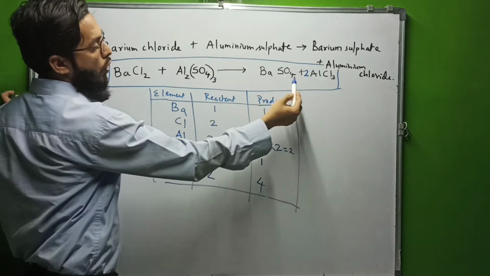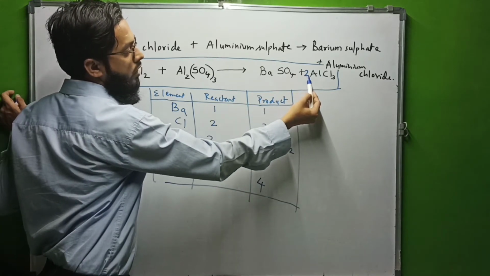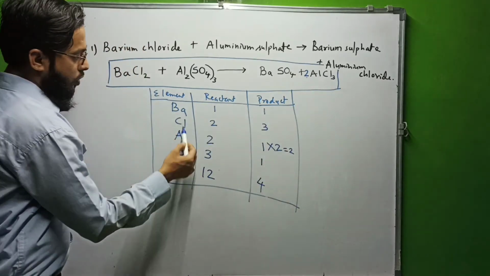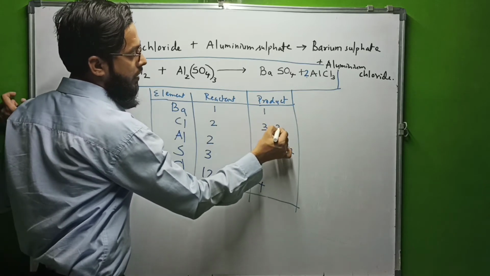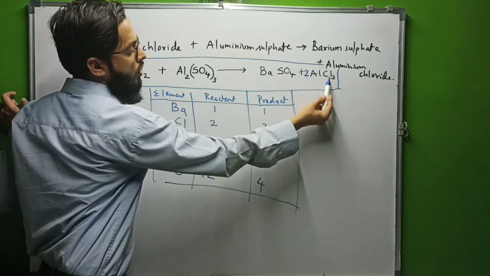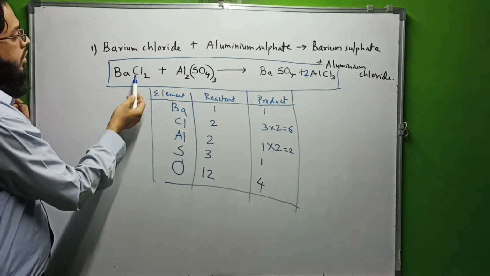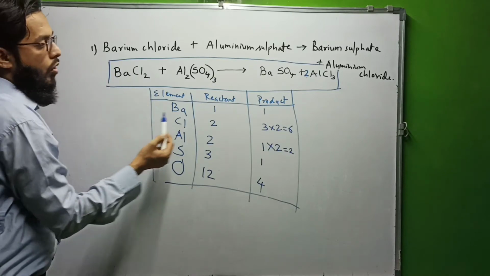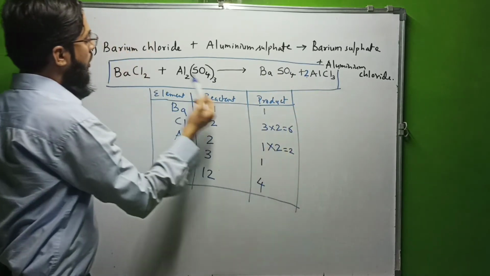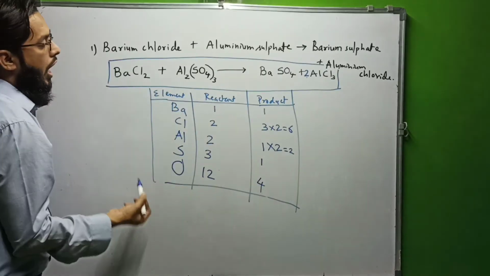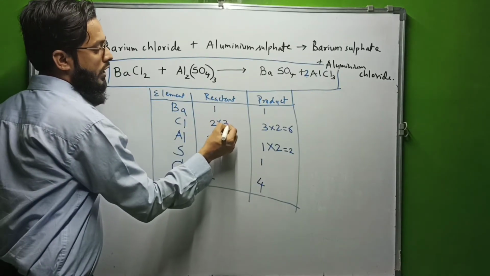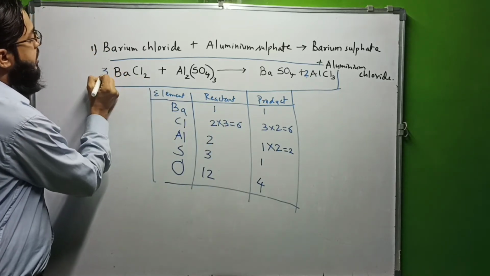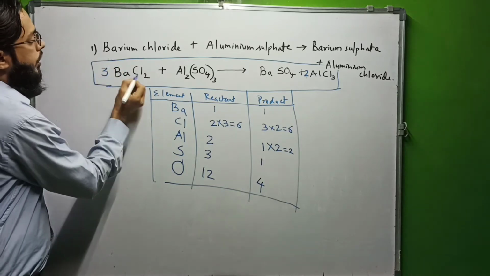But my chlorine, when I write 2 over here, becomes 6. 2 3s are 6. I hope you got it. On the reactant side we have just 2 chlorine, and on the product side we have 6 chlorine. How to make it 6? 3 2s are 6. So I can't write 3 in the subscript here, I have to write 3 in front of this formula.